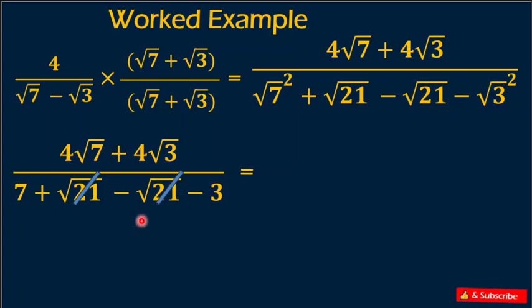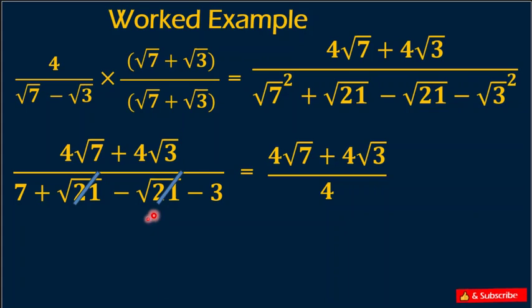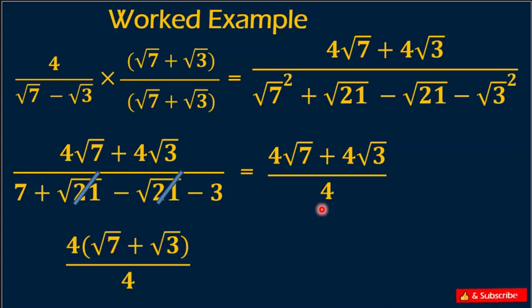So these two cancel out. And so we can further reduce our expression to 4 root 7 plus 4 root 3 all over 7 minus 3 gives 4 all over 4. Right. Now this expression basically means 4 root 7 over 4 plus 4 root 3 over 4. But then we can factor the 4 out since it is common to both of these two expressions. And so we factor the 4 out. We have 4 into bracket root 7 plus root 3.